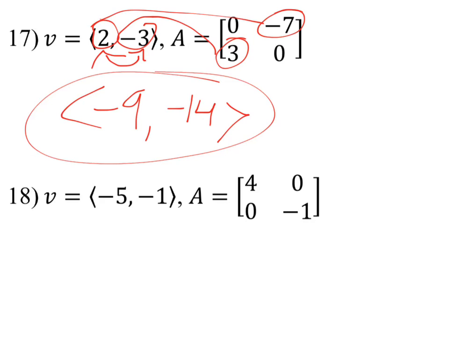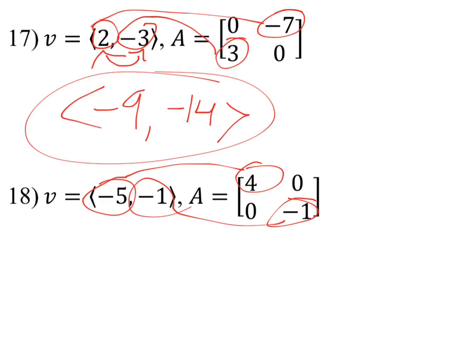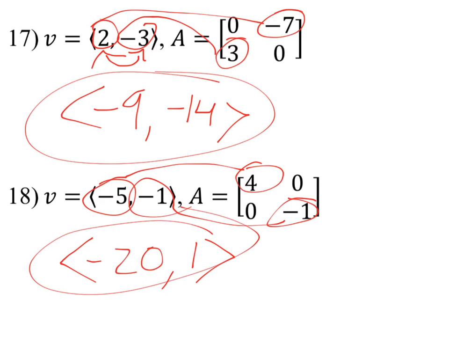You see that? And then 18, we have numbers down the main diagonal, so we don't have to change the order. We have to do 4 times the negative 5 and negative 1 times the negative 1. It's going to be negative 20, comma, 1. And there's 18.